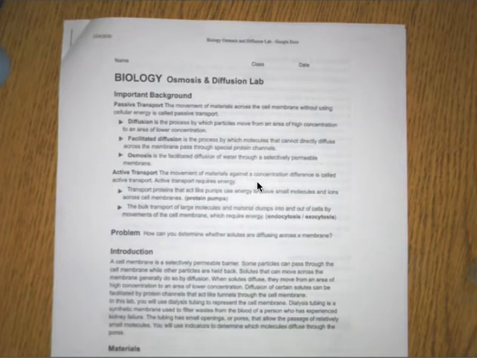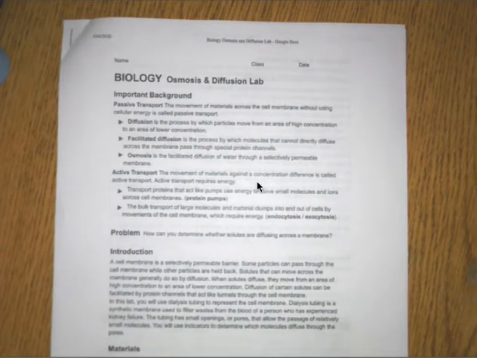In this lab, you will use dialysis tubing to represent the cell membrane. Dialysis tubing is a synthetic membrane used to filter waste from the blood of a person who has experienced kidney failure. The tubing has small openings, or pores, that allow the passage of relatively small molecules. You will use indicators to determine which molecules diffuse through the pores.